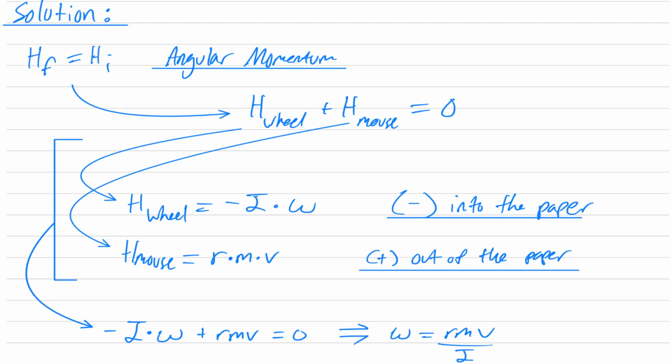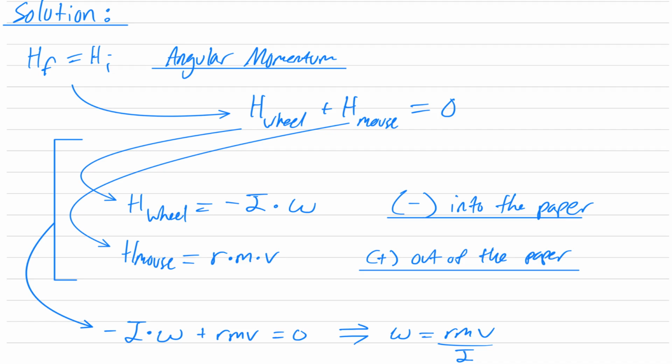For my solution, the equation that I used was that angular momentum, H final, HF, is equal to H initial, HI. This can further be broken down into H wheel plus H mouse, which is equal to 0, because we know that the conservation of angular momentum applies, meaning also that the wheel and the mouse are in tandem together.